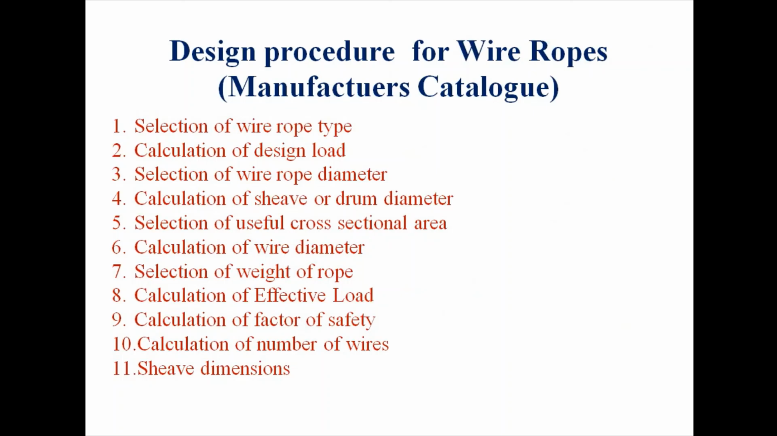Next one, wire ropes by using manufacturer catalog. In wire ropes also, formulas are available in your design data book. Here there are 11 procedures. We already solved the problem in our classroom itself. So go through the procedure: selection of wire rope type, calculation of design load, selection of wire rope diameter, calculation of sheave or drum diameter, selection of useful cross sectional area, calculation of wire diameter, selection of weight of the rope, calculation of effective load, calculation of factor of safety, calculation of number of wires, sheave dimensions. These are the standard step procedure used for wire rope drives.